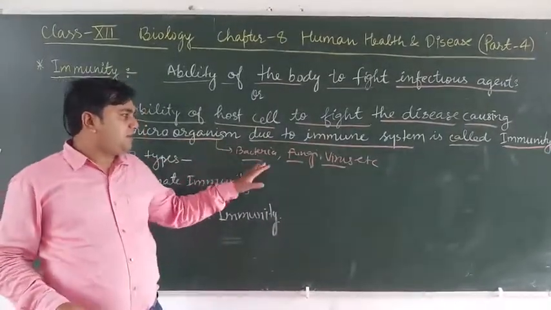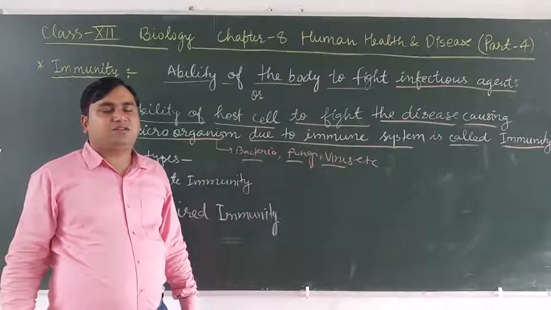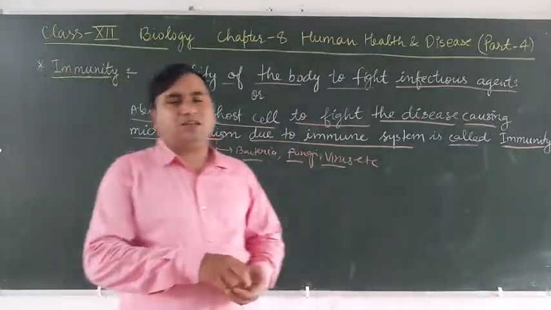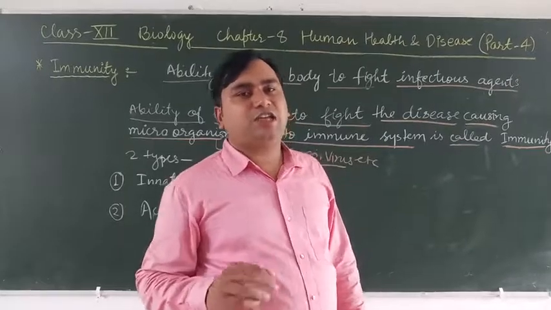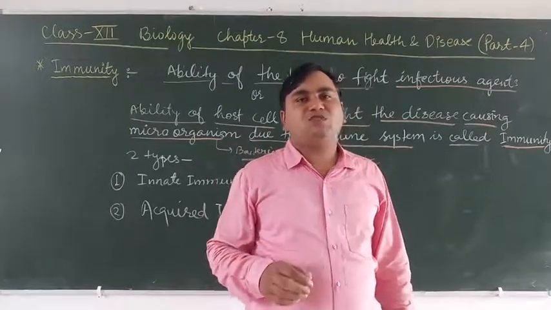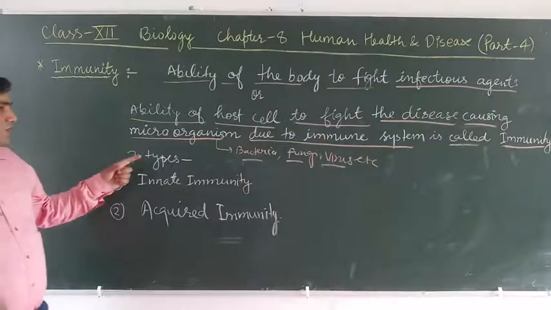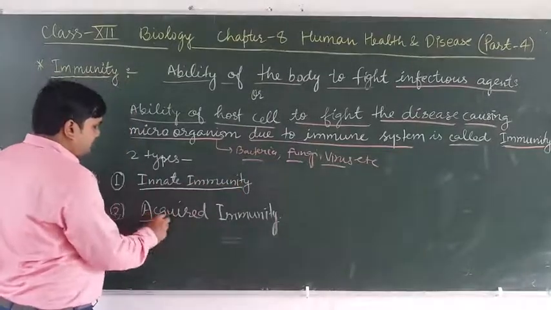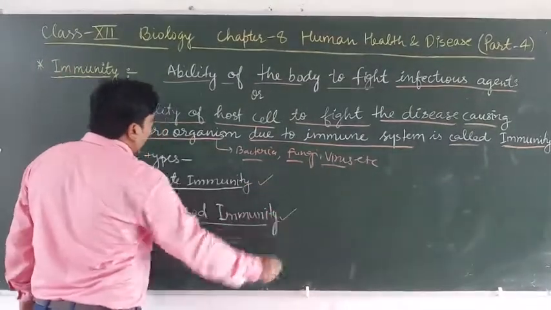When the body fights against any type of bacteria, fungi and virus, that is called the immune system, and this is normally called immunity. So the power of the body that fights against any disease causing microorganism, like bacteria, fungi, viruses, and defends by the immune system of the body, is called immunity. On the basis of the immunity process, it is of two types. First one is innate immunity and second one is acquired immunity.